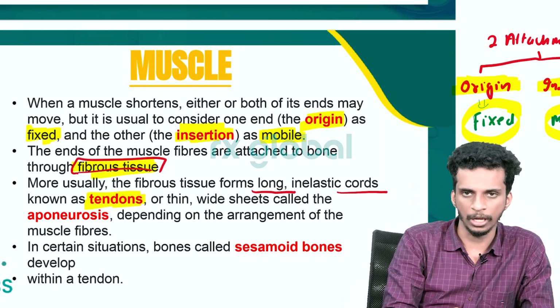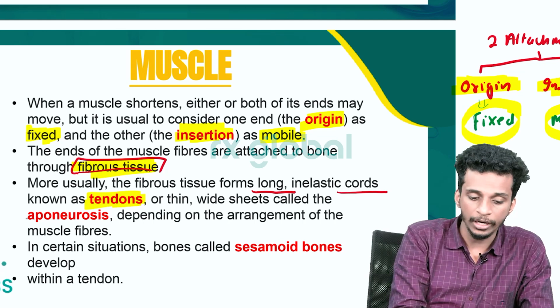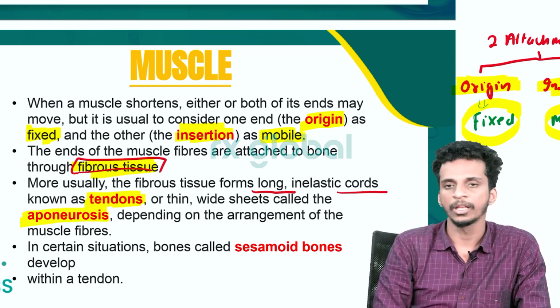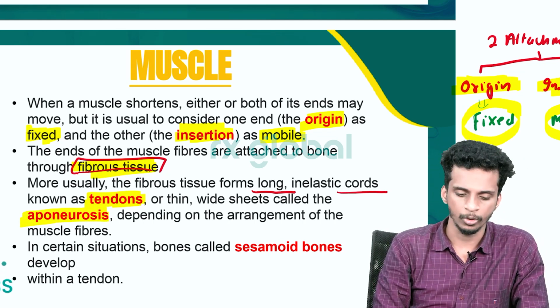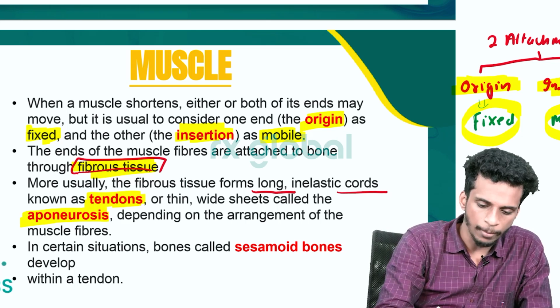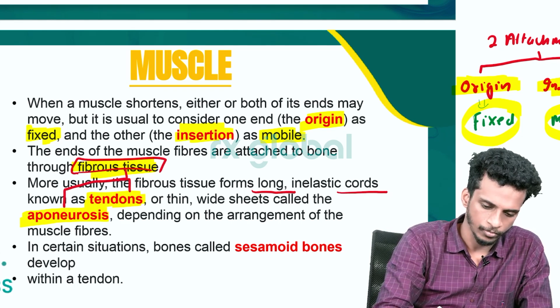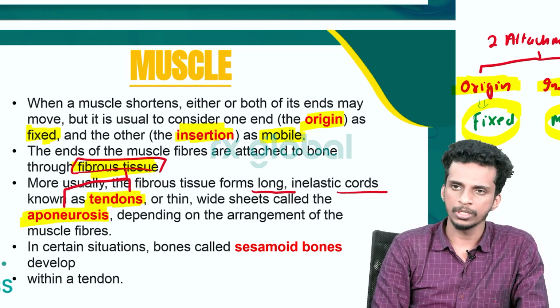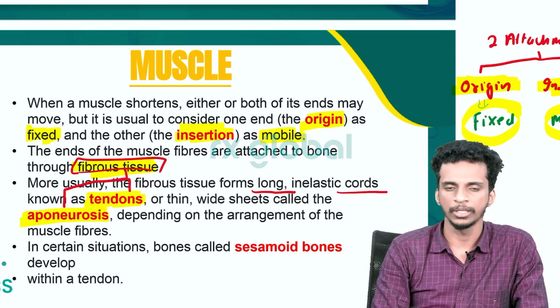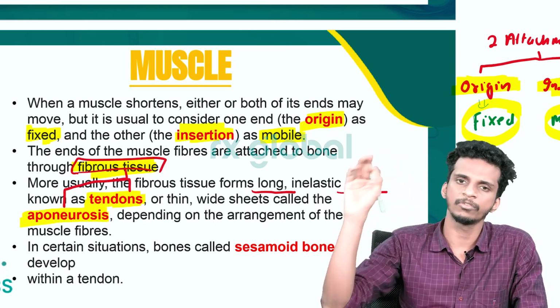So the point of attachment between a muscle and bone is usually a fibrous tissue, right? It can be of two types: it can be a tendon or it can be an aponeurosis. Both tendon and aponeurosis are fibrous tissue, guys. That means both of them help in the attachment of the muscle to the bone.